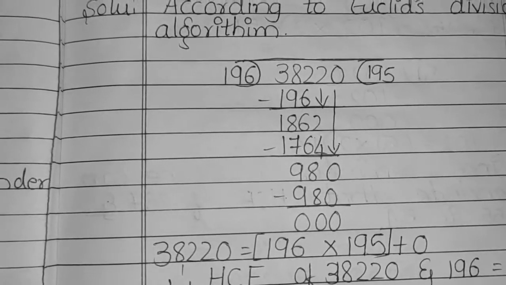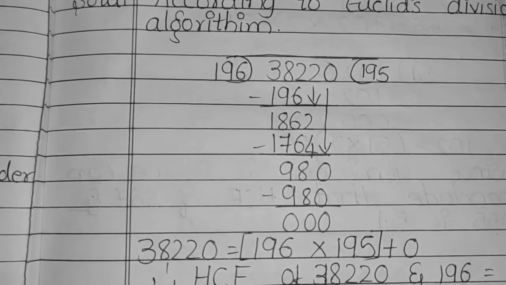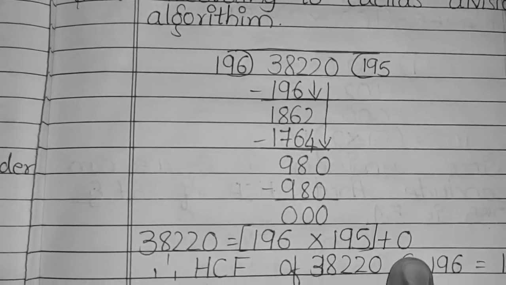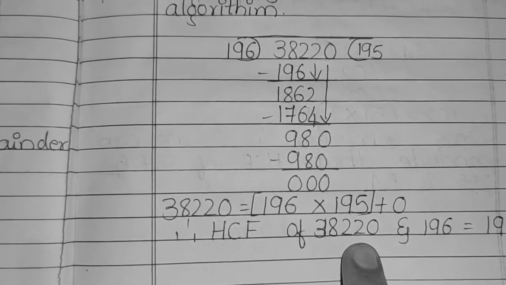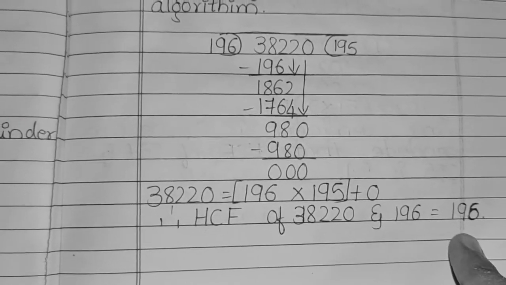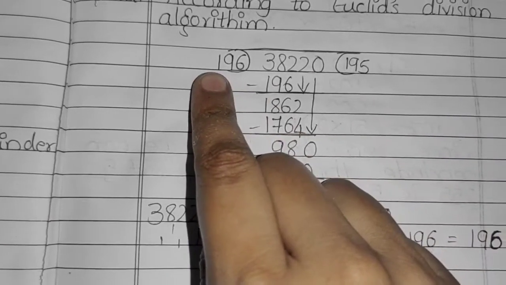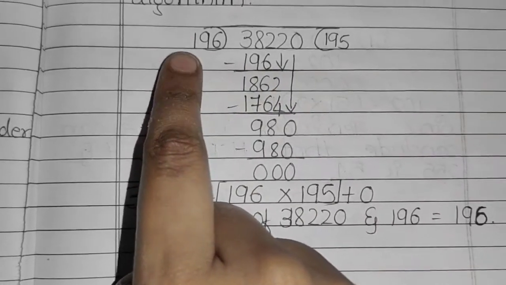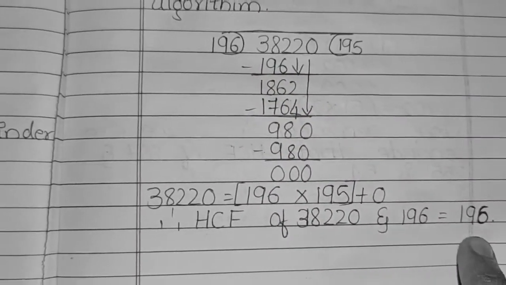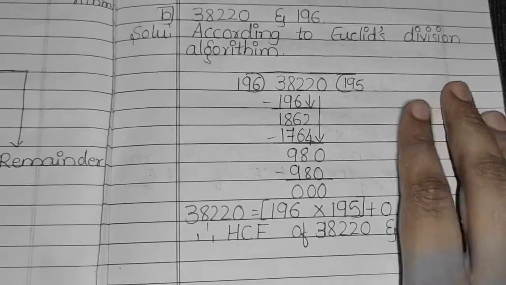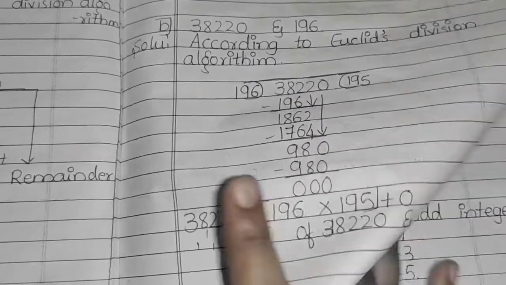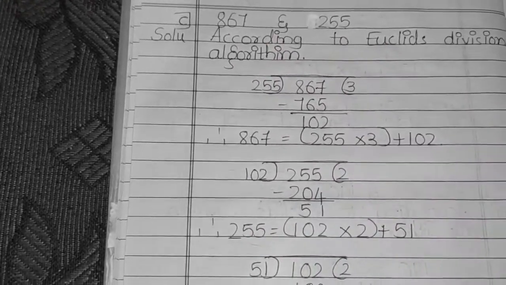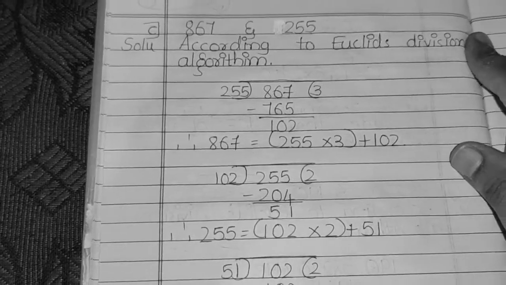Remember, our answer in division is called the quotient in mathematics, and the remainder is R. I have kept it as 0. So the HCF of 38,220 and 196 is what? The same. I told you in the previous sums, you will be considering the divisor itself as the HCF. We have done this method because of the huge number. Following that, in the next sum we have a small number, so we will follow the same method as we did in the first sum.